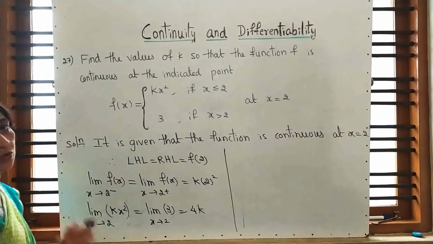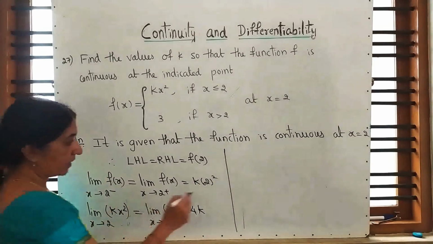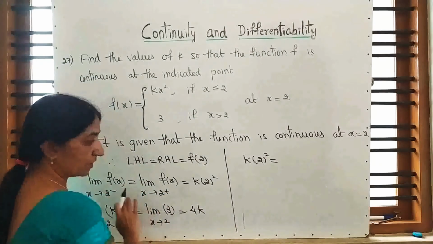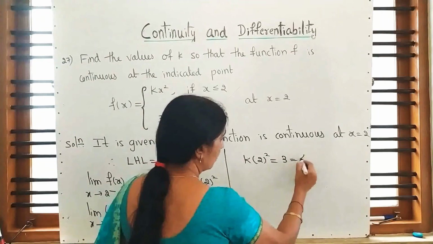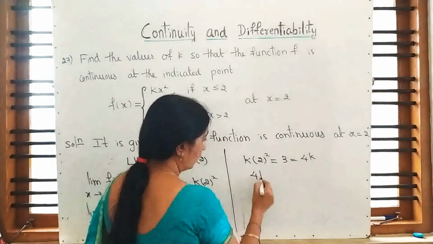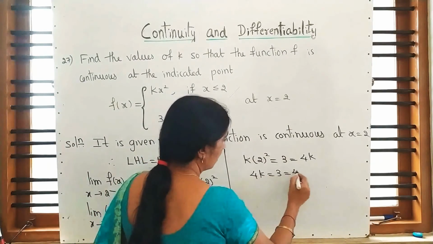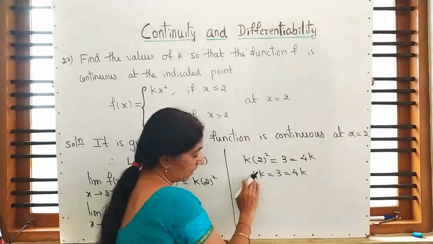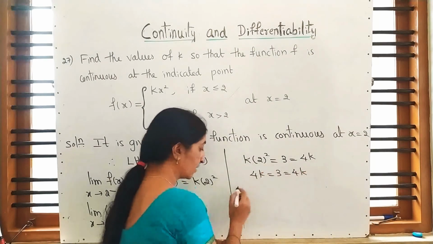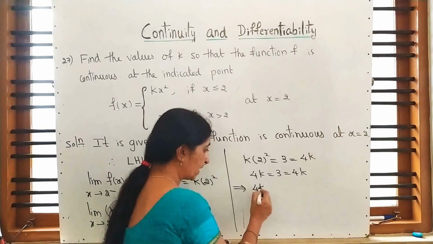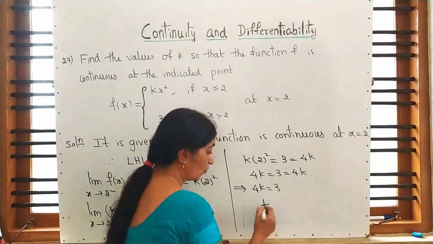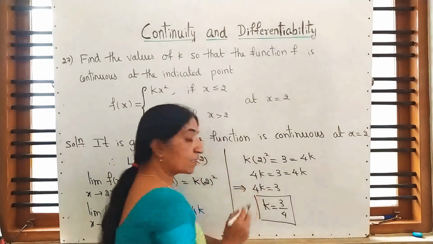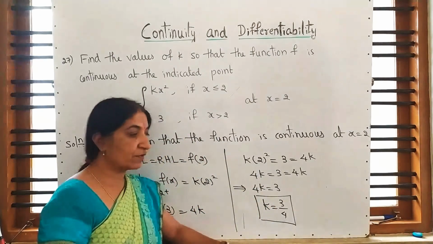Now here you know how to solve the limit. Wherever x is there we are writing 2. It is k into 2 square, and this is a constant, there is no x, is equal to 4k. That is 4k is equal to 3 is equal to 4k. So students, to find the value of k, either select the first and second or second and third. Now I am taking first and second. So what is k value then? k is equal to 3 by 4. See, is it very simple or what? Yes, it is very simple.